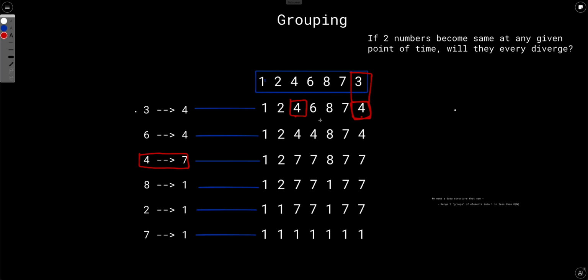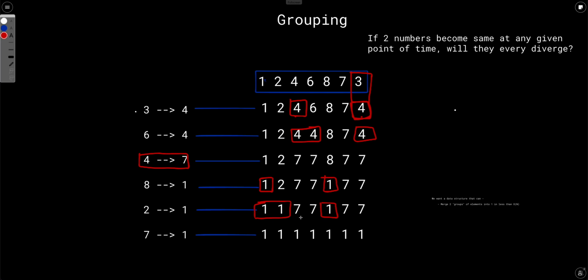Let's continue in this example. We make this 3 to 4. Now we make 6 to 4, so that's okay. There are now three 4s that form a group. Now we make 8 to 1, so these two 1s are exactly a group. Now we make 2 to 1, so these three 1s are in a single group now. Okay, now we make 7 to 1. So we are merging these two groups.